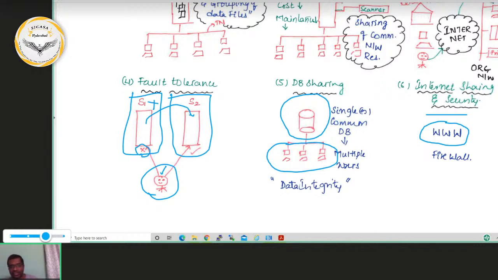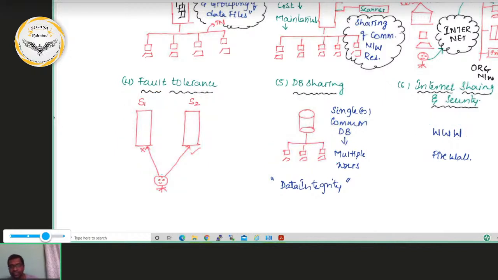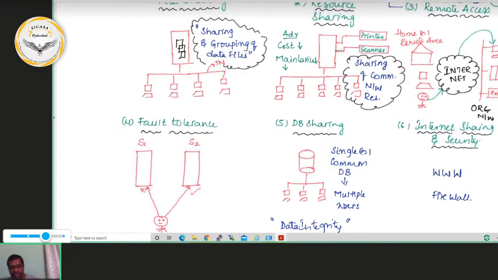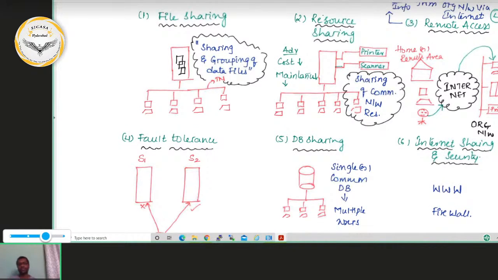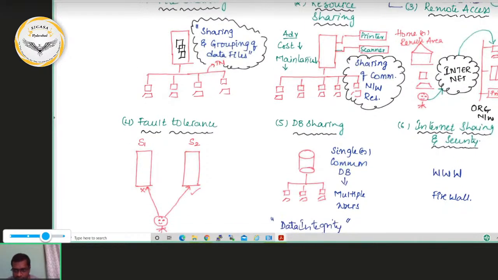So these are the 6 advantages of telecommunication network. What is the first advantage? File sharing. The second? Resource sharing. The third one? Remote access. The fourth one? Fault tolerance. The fifth one? Database sharing. The sixth one? Internet sharing and security. So this is about the need and scope of telecommunication network. Now let us move to the next concept.